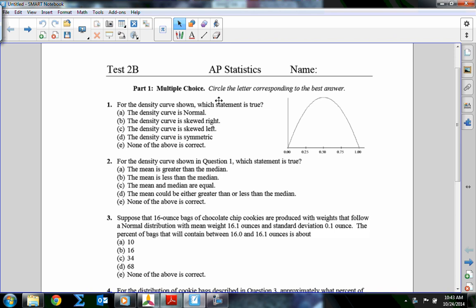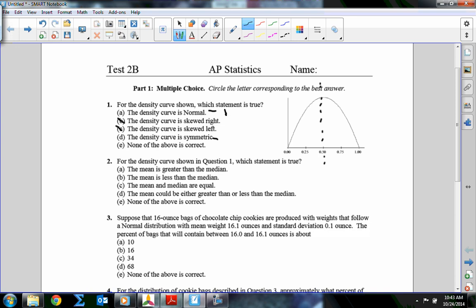true? Density curve normal, density curve skewed right, skewed left, symmetric, or none of the above. Well, we can definitely cancel B and C out. And really the choice is between normal and symmetric, because it's definitely symmetric about that axis.